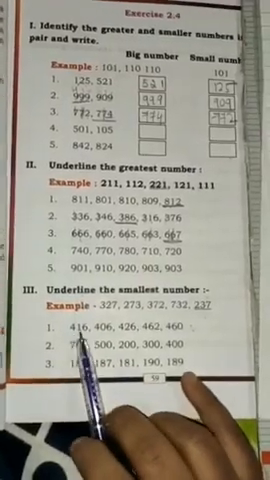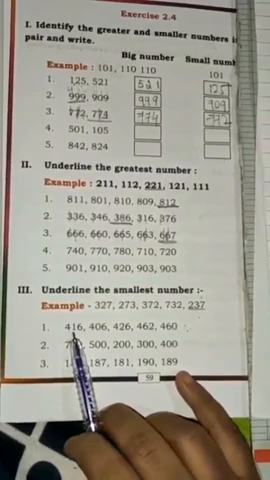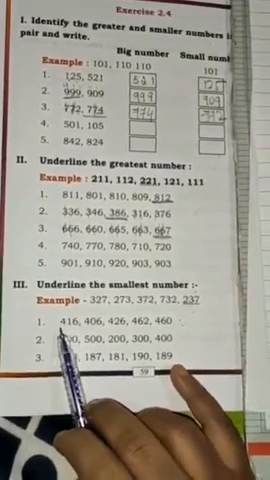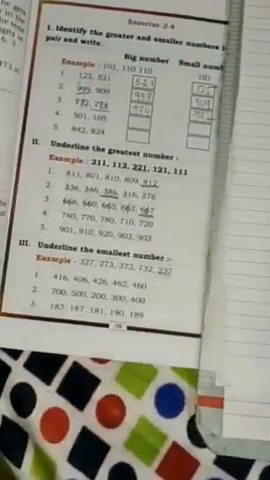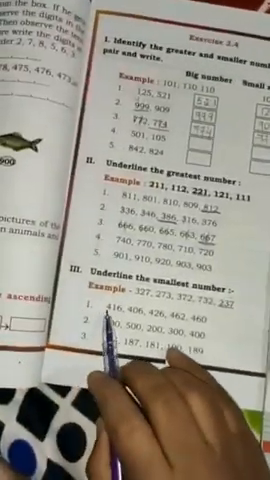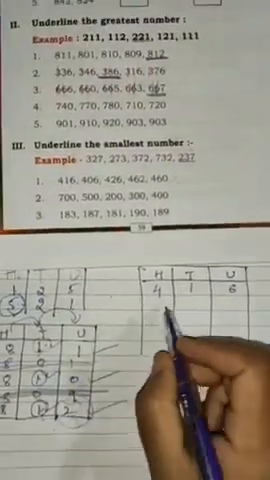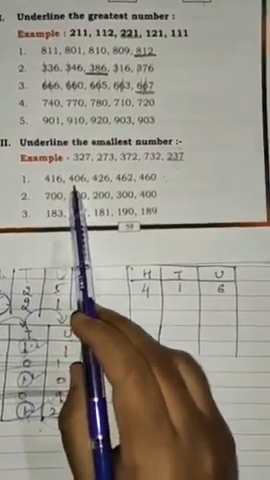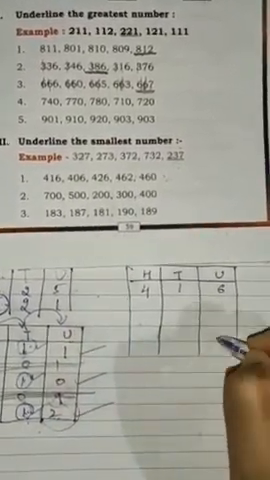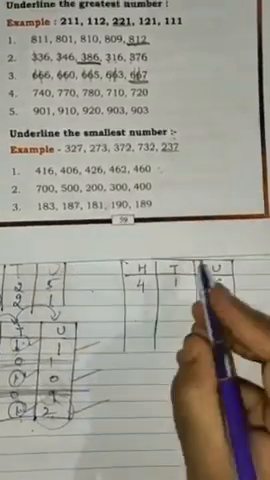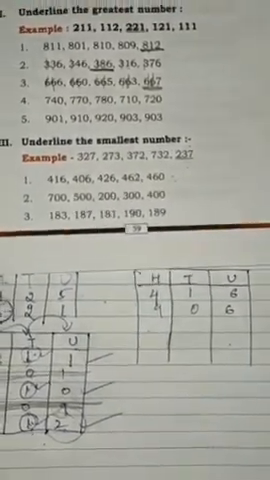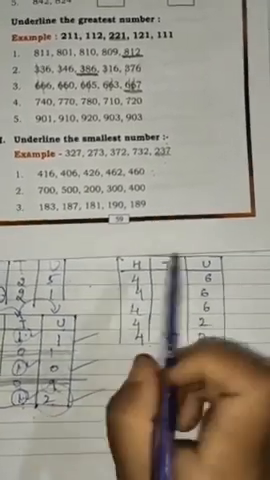So, here 416: 6 is in the unit place, 1 is in the 10 place, 4 is in the 100 place. So, 6, next number is 1, and the 4 is in the 100 place. So, 4, right? Okay, so here you can see in the same way I will arrange all these numbers in the place value table. The second one is 406, then 460, the last number here, you can see, right?